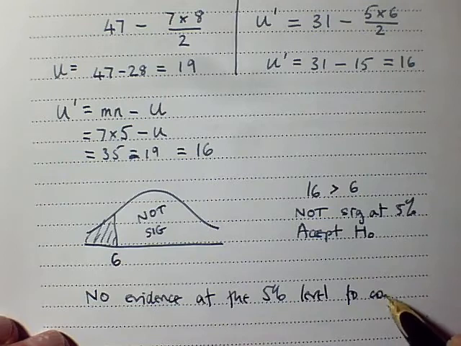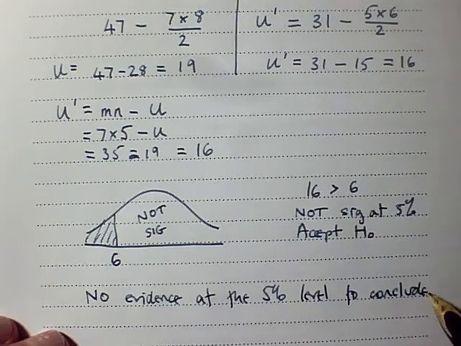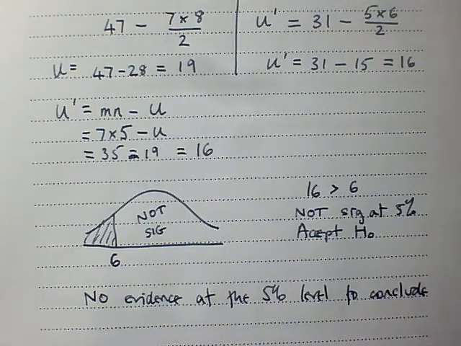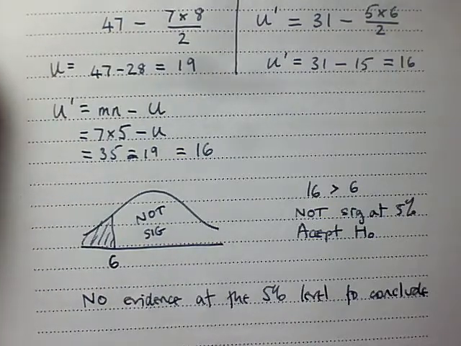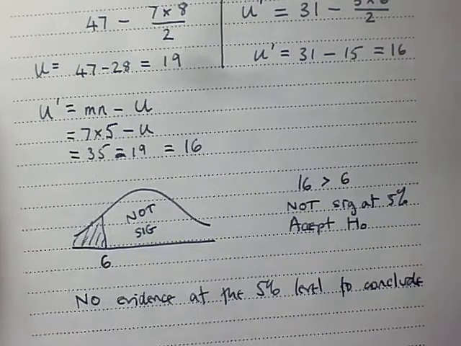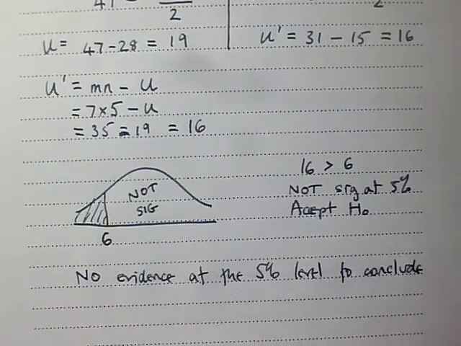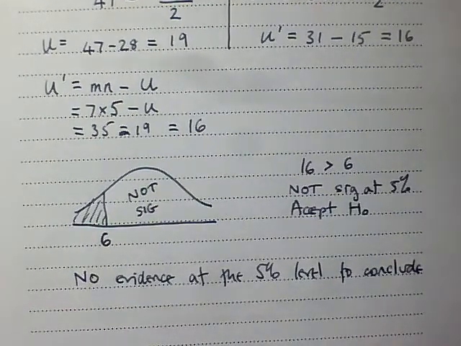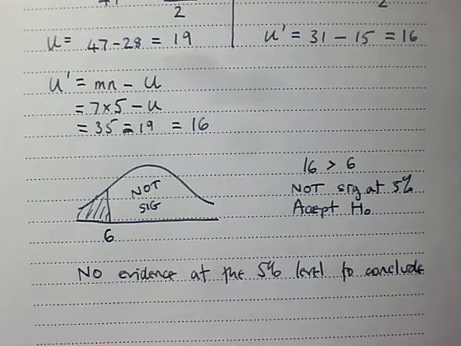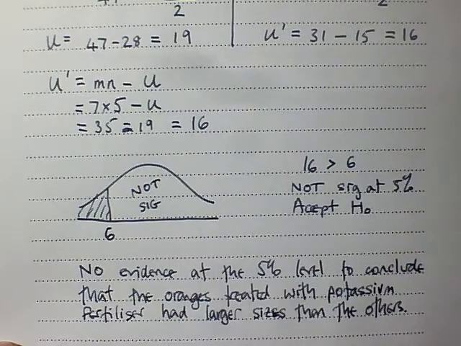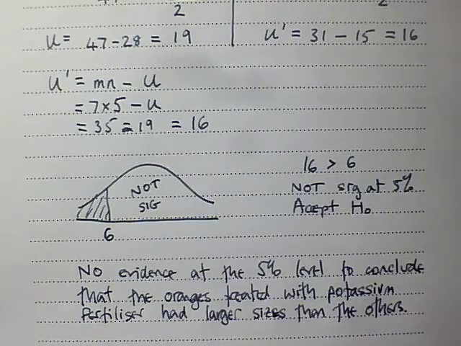To conclude, and now I have to go back and make sure I've put this in context. So referring back to the alternative hypothesis, I was testing whether there would be larger sizes of the oranges treated with the potassium fertilizer. Well, I've not got evidence for that, so I'm going to write no evidence at the 5% level to conclude that the oranges treated with the fertilizer had larger sizes than the others. So I've given a clear conclusion in context, and that completes this question.